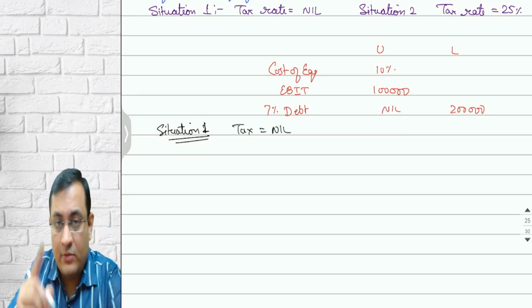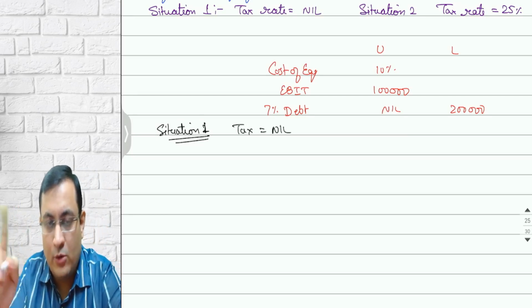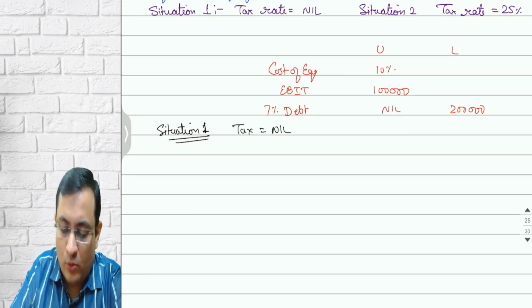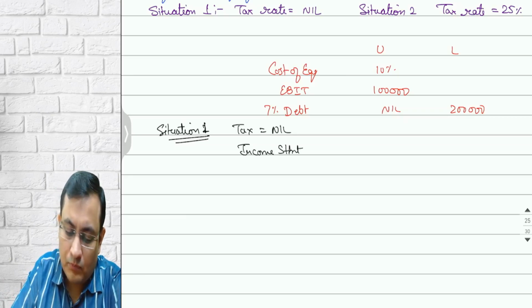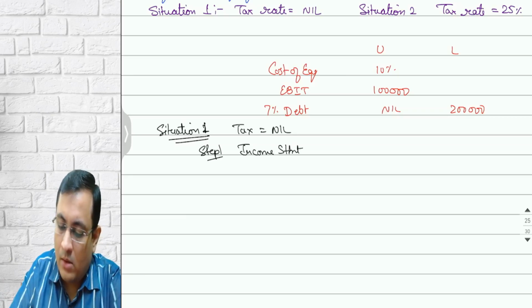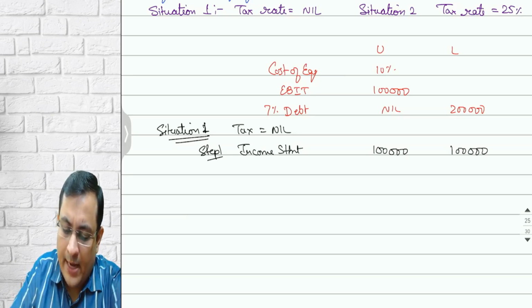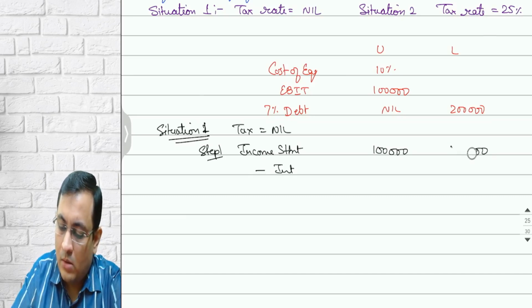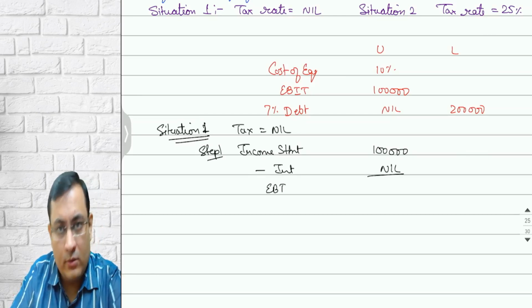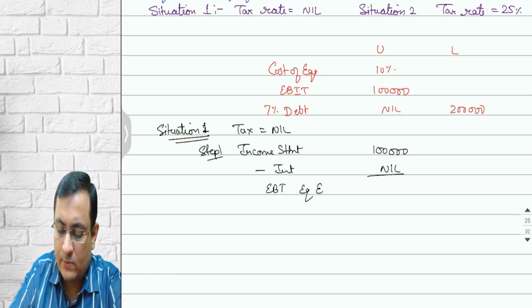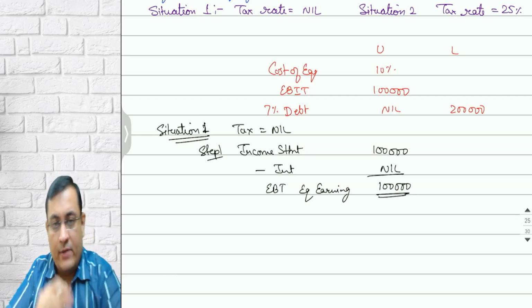So in this case, the approach says MM without tax: VU equals VL. But what is VU? First calculate the income statement. Step 1. EBIT: U $1 lakh, L $1 lakh. Less interest, that is equal to nil. So my earnings before tax, or earnings for the equity holder, because there are no taxes, equal $1 lakh. This 1 lakh will come till infinity.